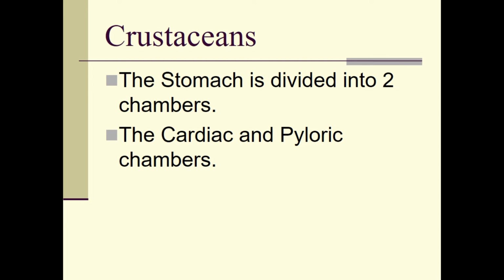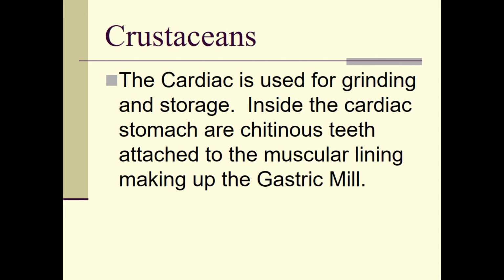So as I was talking about, the stomach is divided into two chambers, the cardiac and the pyloric. The cardiac is used for grinding and storage. Inside the cardiac stomach are the chitinous teeth attached to a muscular lining making up what we call the gastric mill. And that was what I was talking about earlier. So that first section has those teeth called the gastric mill, and it will help grind their food up before they pass it on down the line.